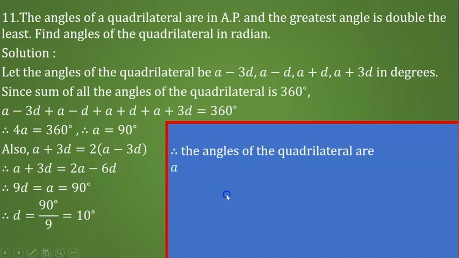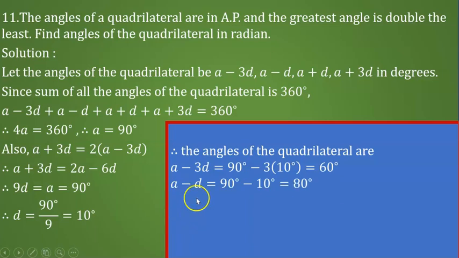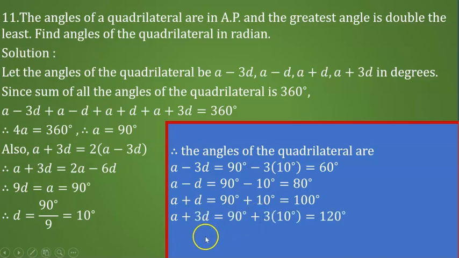The angles of the quadrilateral are, first a minus 3d, the value of a is 90 degree, minus 3 into d is 10 degree, that is 90 minus 30, you will get here 60 degree. Next a minus d, 90 degree minus 10 degree, 80 degree. A plus d, that is 90 degree plus 10 degree, 100 degree. A plus 3d, 90 degree plus 3 into 10 degree, that is equal to 120 degree.